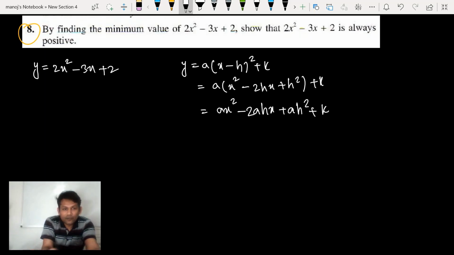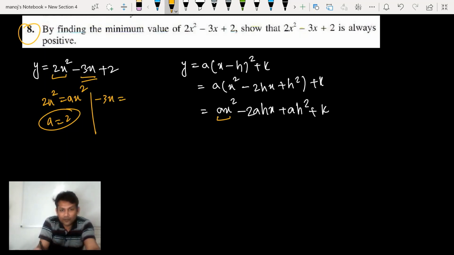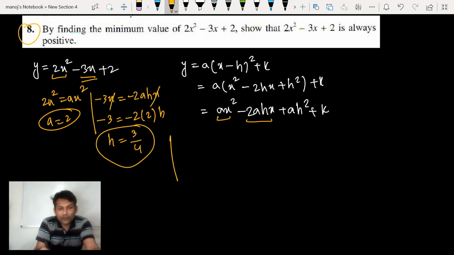Okay, what do you have to do? You have to do the comparison of this with this. So 2x square equals ax square. So a is coming, the first value. Minus 3x equals, this 3x will be compared with minus 2ahx. x cancels out. Minus 3 equals minus 2a, a is 2, h is required. So h is coming, minus minus cancel, 3 upon 4. Okay, the value of h is coming. Now we are moving to the value of k. So the 2 equals this 2 here. This 2 will be equal to this.